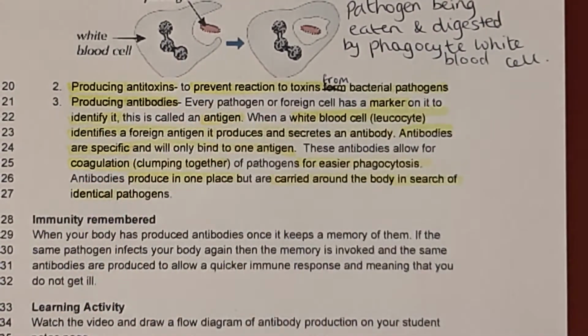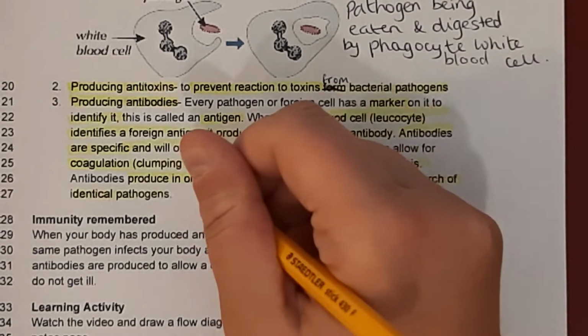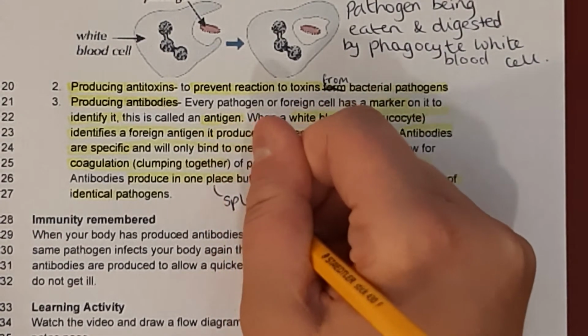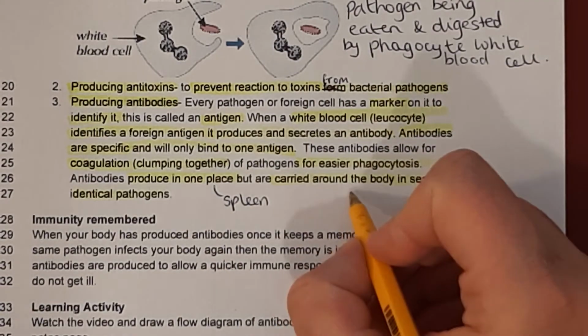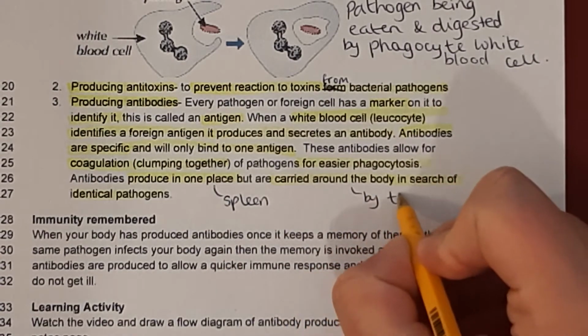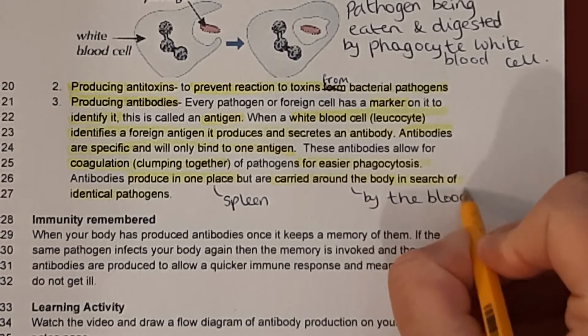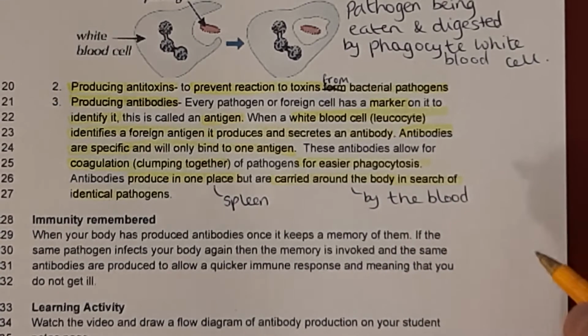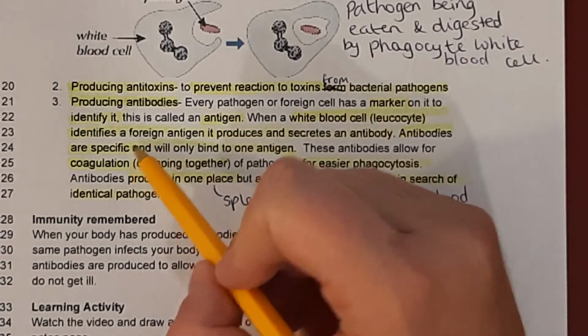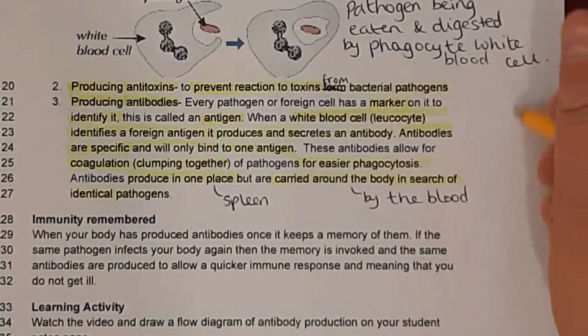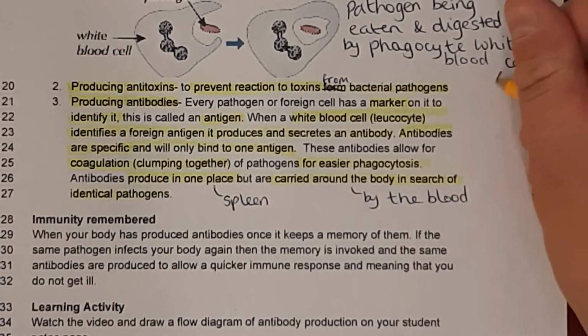Okay, so where are they produced? Well, they are produced in the spleen usually. Okay, but they're carried around the body by the blood, or in the blood, and they're looking for those identical pathogens. So essentially this production of antibodies feeds back in to the pathogens being eaten.